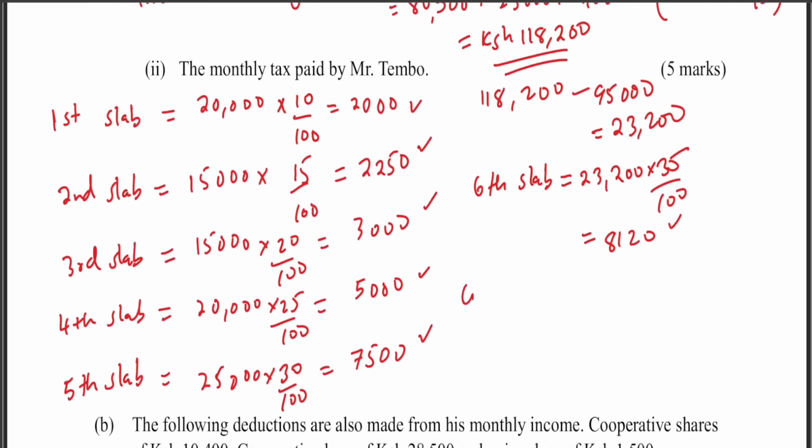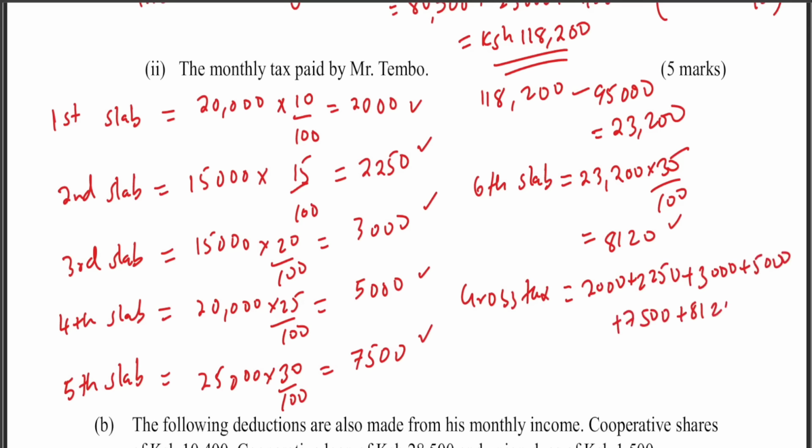So our gross tax is basically 2,000 plus 2,250 plus 3,000 plus 5,000 plus 7,500 plus 8,120, which should give you 27,870. But I'll confirm it again. Plus 5,000 plus 7,500 plus 8,120 gives you 27,870. So that's our gross tax.